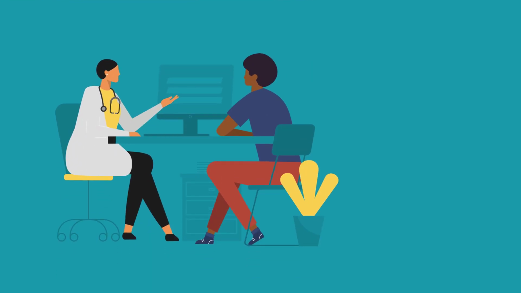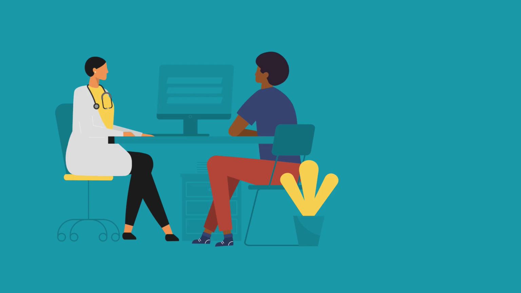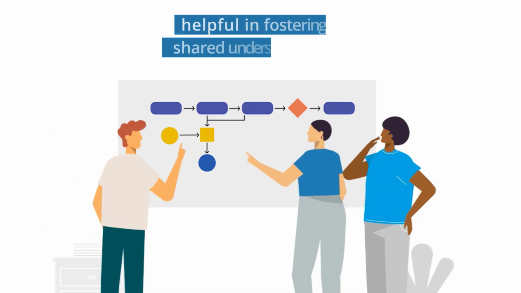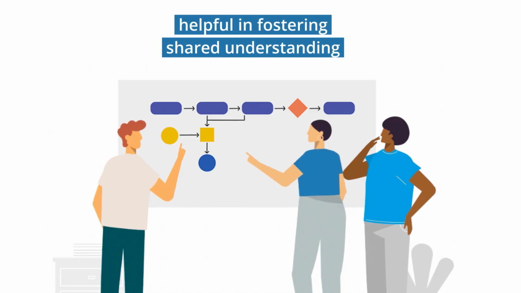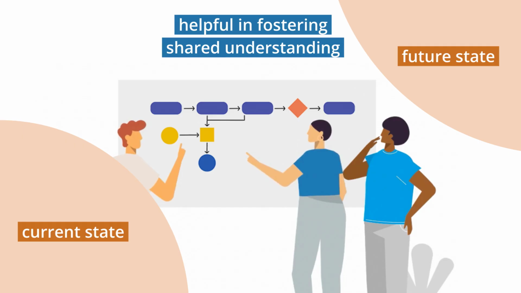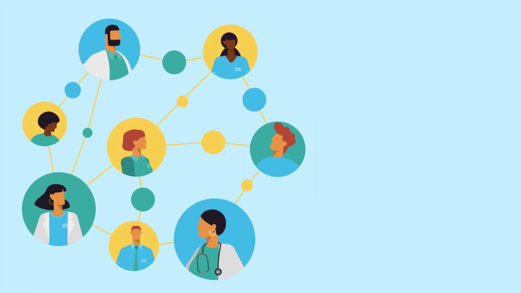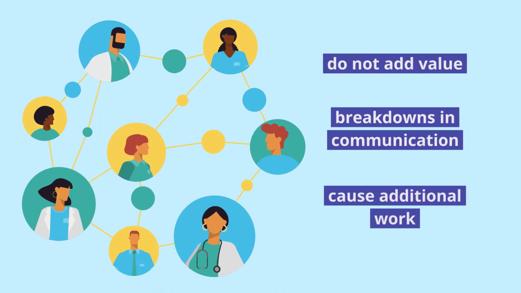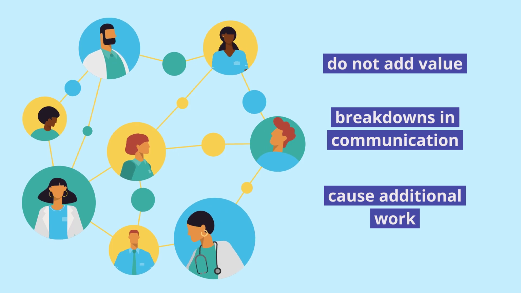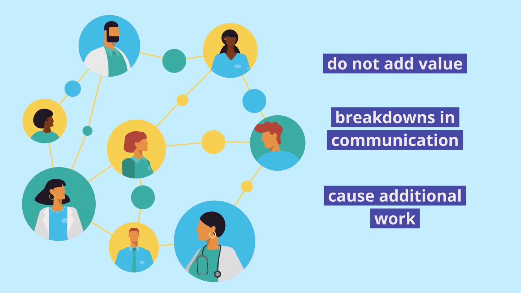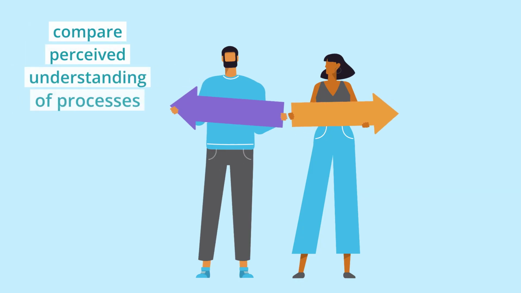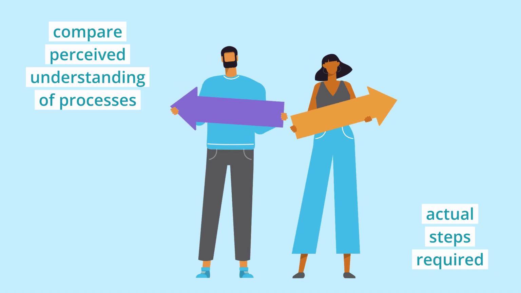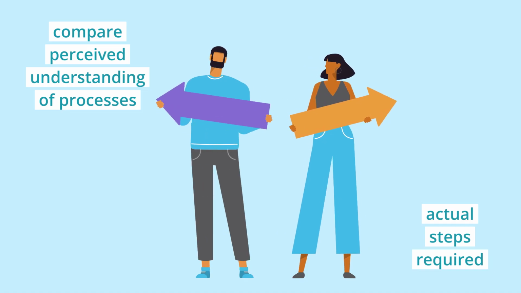Healthcare is complex, so process mapping is especially important for quality improvement efforts in hospitals, nursing homes, and other healthcare settings. Process maps can be particularly helpful in fostering shared understanding of a process's current state and ideal future state. Having a shared understanding of the current process helps teams identify steps in the process that do not add value, lead to breakdowns in communication, or cause additional work, duplication of efforts, or unnecessary expense. Process mapping also helps teams compare the perceived understanding of processes to the actual steps required to execute tasks, often revealing discrepancies and improvement opportunities.